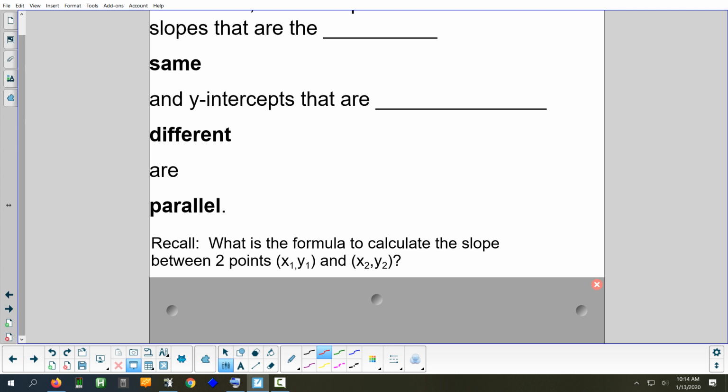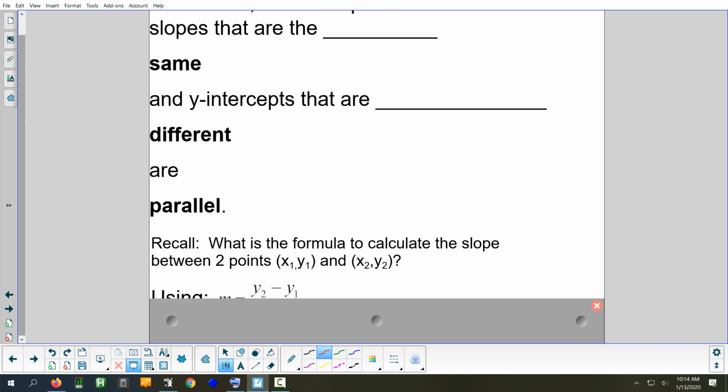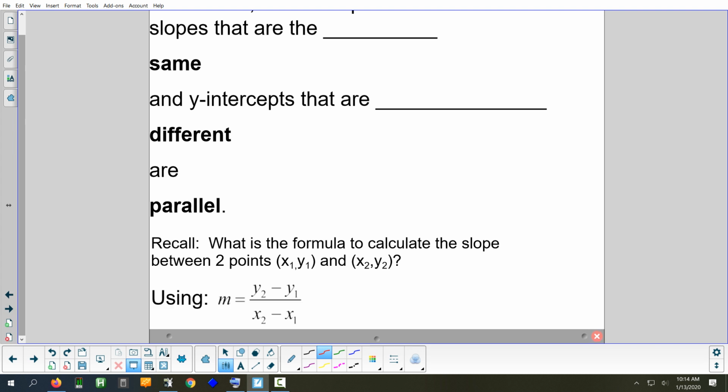Reminder, what's the formula to find slope? We didn't do this in the warm-up, but it's a fraction. Rise over run. And how do you find rise? It's something minus something in the top. Y2 minus Y1. And what goes in the bottom? x2 minus x1. Okay, so maybe I'll throw one of these on there too, just to give us another question. Okay, find the slope.